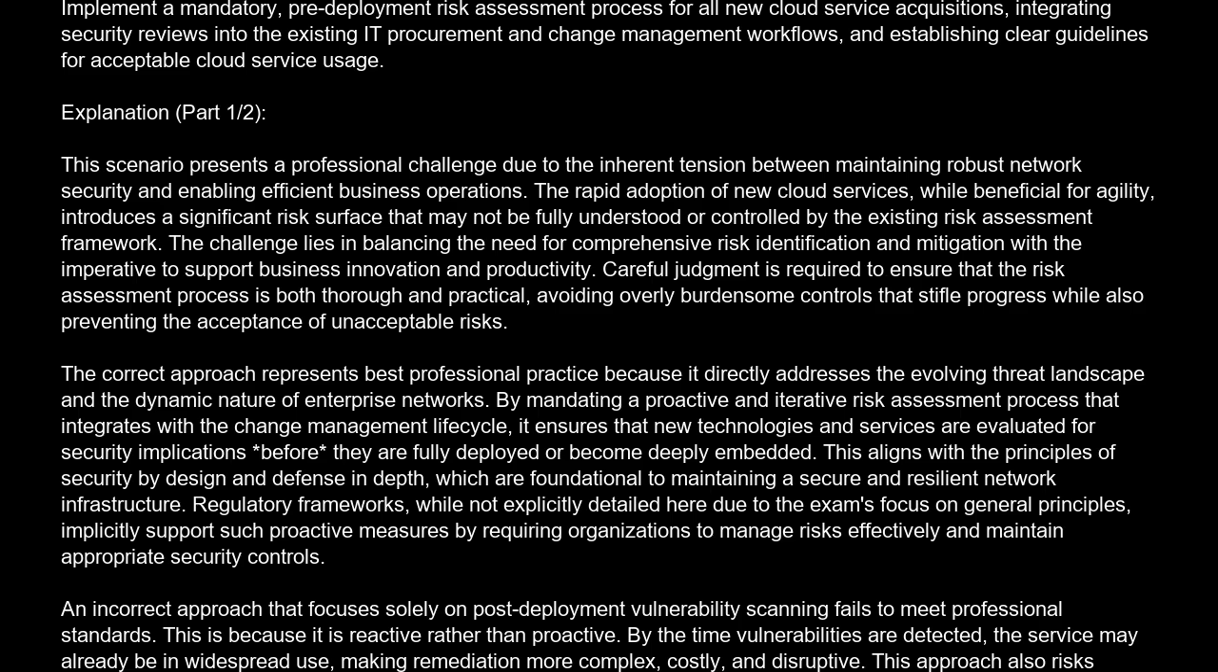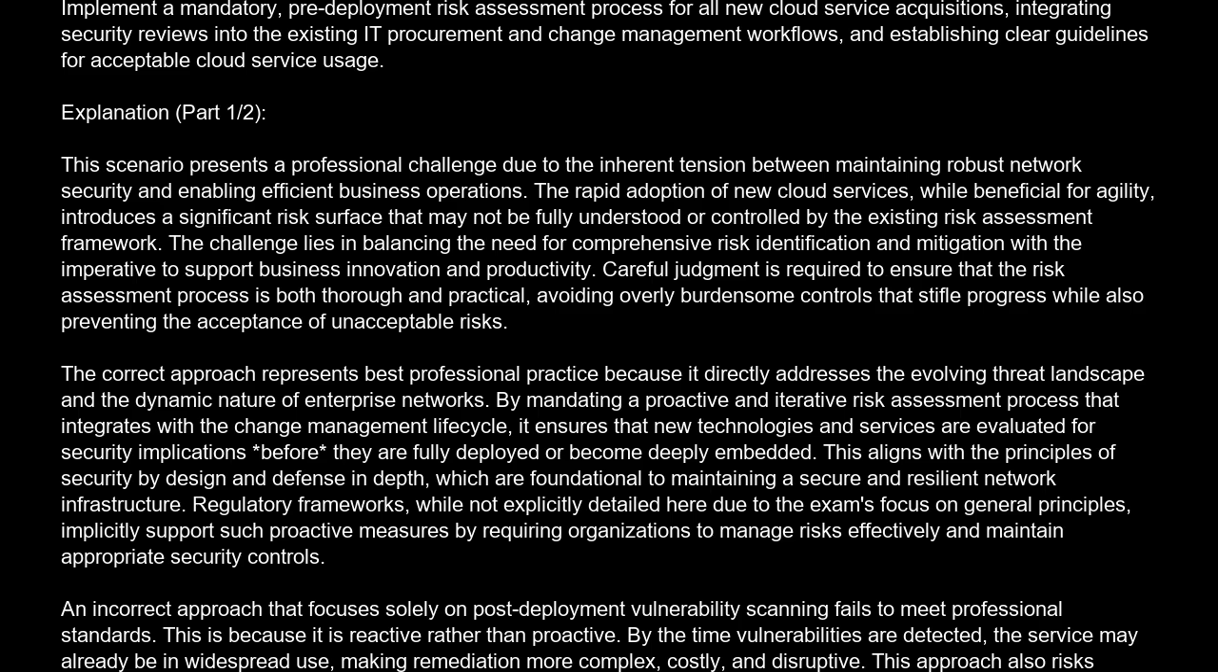The challenge lies in balancing the need for comprehensive risk identification and mitigation with the imperative to support business innovation and productivity. Careful judgment is required to ensure that the risk assessment process is both thorough and practical, avoiding overly burdensome controls that stifle progress, while also preventing the acceptance of unacceptable risks.